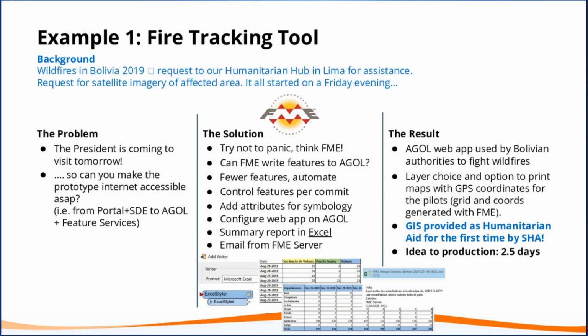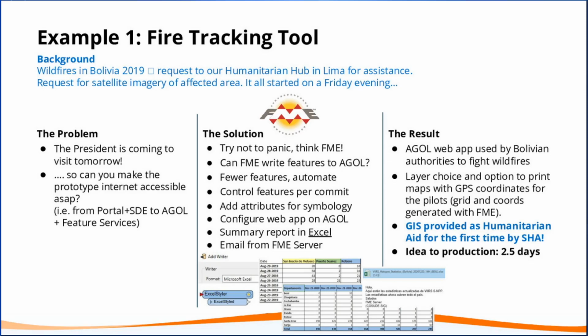The challenge I was given was, so can you make this prototype you made internet accessible? And that meant, of course, moving things to ArcGIS Online so the Bolivian authorities could use it. So yeah, basically try not to panic. Think FME usually solves things. I had to learn how to write to ArcGIS Online with feature services. I had to find ways of improving the stability. Again, FME was key in being able to dose how many features were sent and updated, committed.